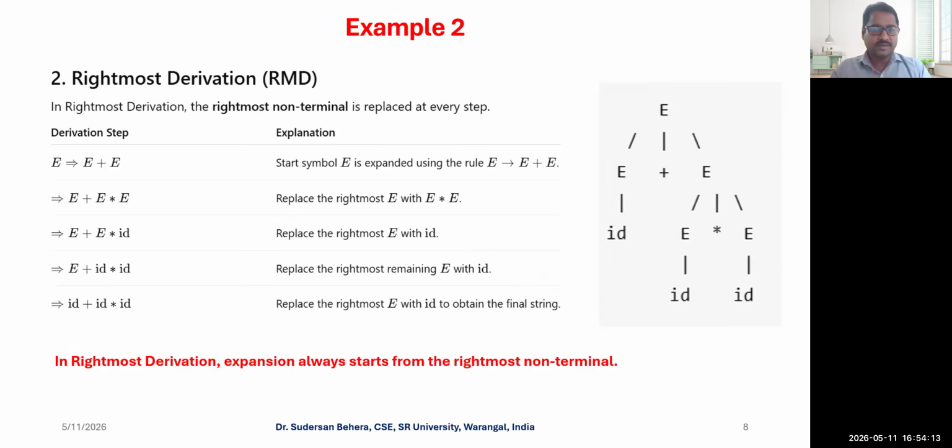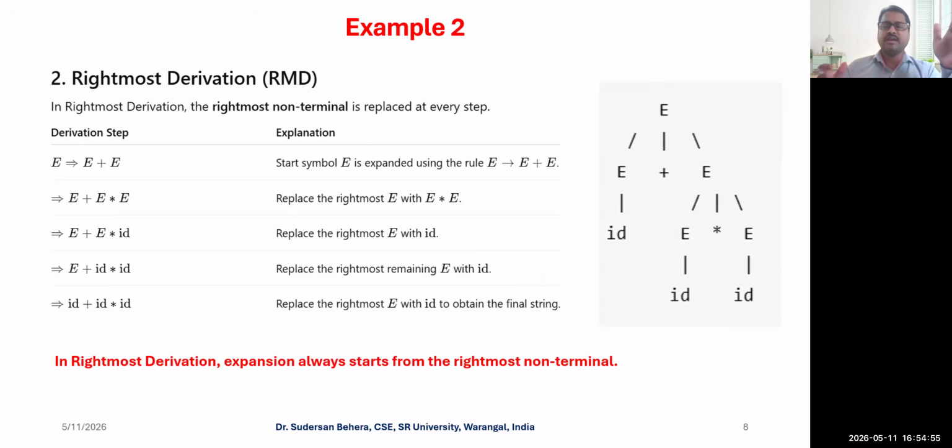Now the total sentence you see is E plus ID into ID. Everything is terminal except one E. When you come to the first E, you may consider it the rightmost E or leftmost E, no problem, because there is no other E; only a single E is there. So you replace the rightmost E with ID, and finally you got ID plus ID into ID.